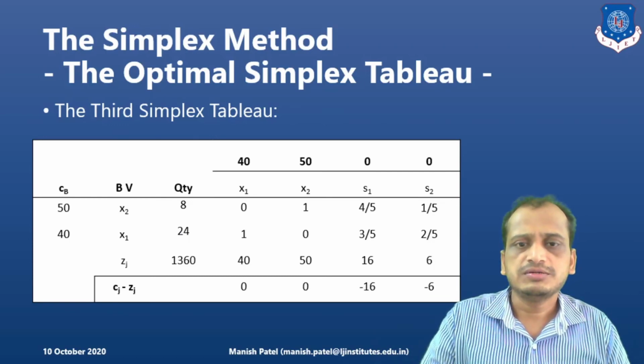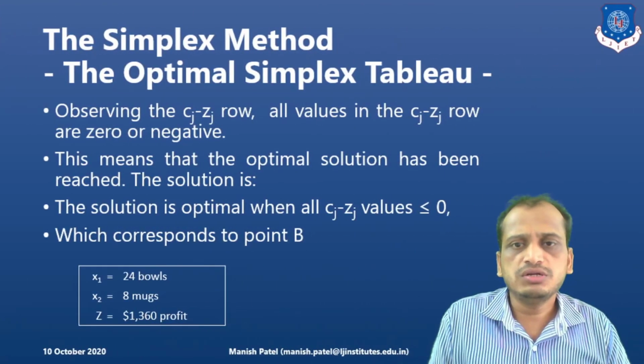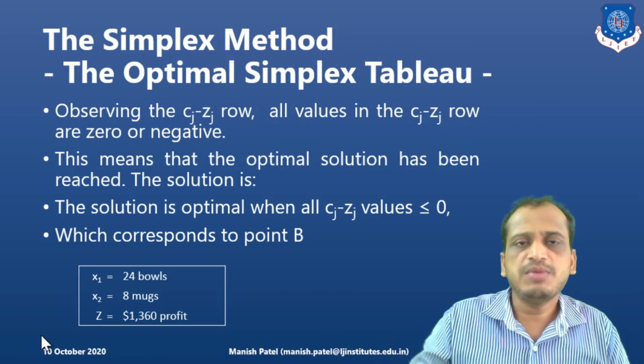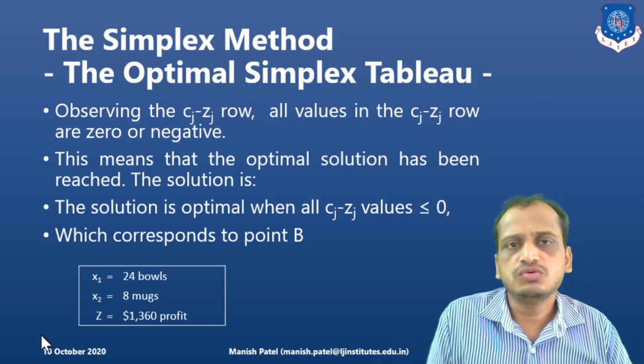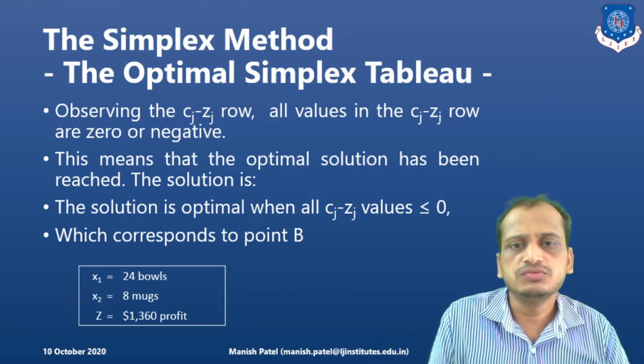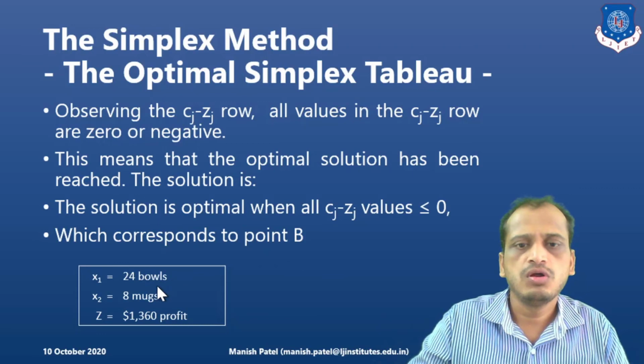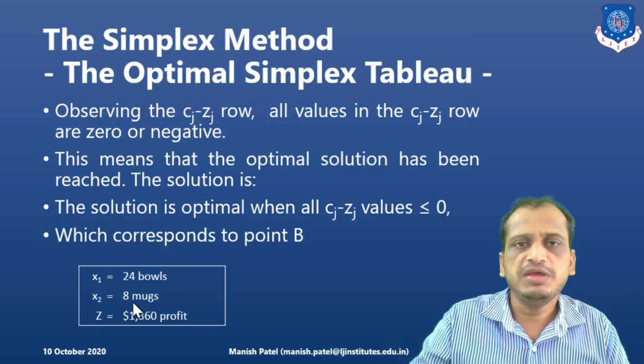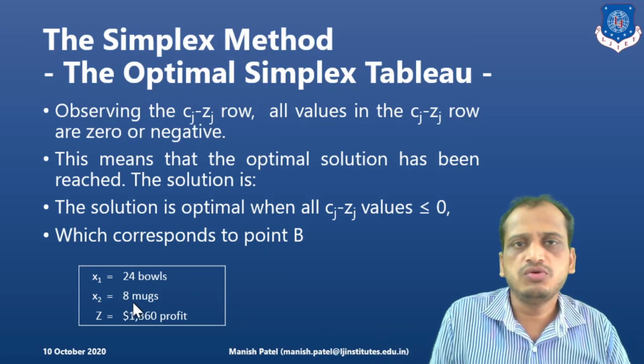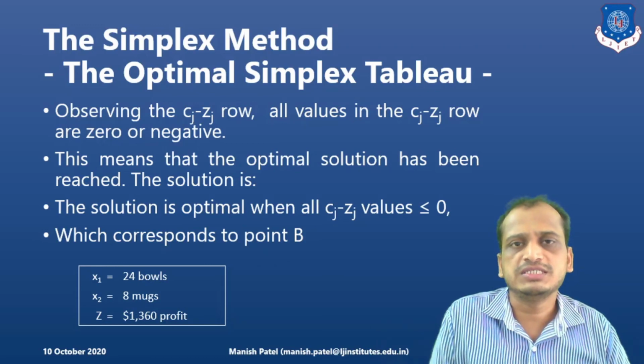So hence that is our final solution, because as we have seen, all the Cj minus Zj values are less than or equal to 0. It means that we have reached the optimal solution, where x1 is equal to the number of bows the company should make, 24, the number of mugs should be 8, and together it will contribute to the profit of $1,360.